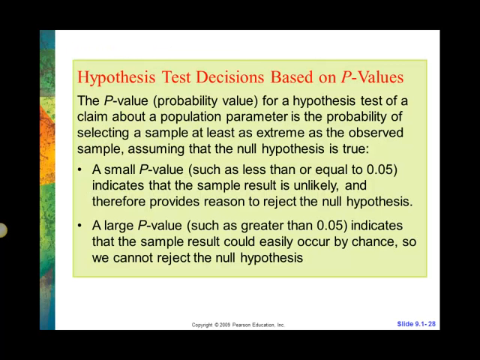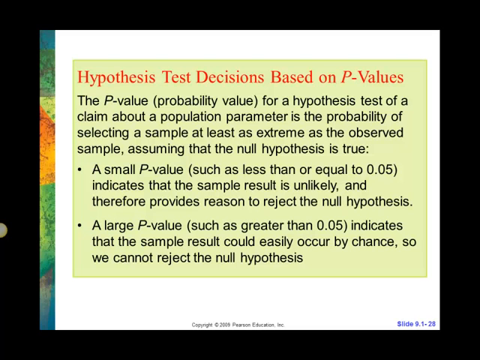Now that probability we call a p-value. Okay, and so when we have a small p-value, less than 0.05, then that is unlikely to occur because you've got less than a 5% chance of occurring by chance.